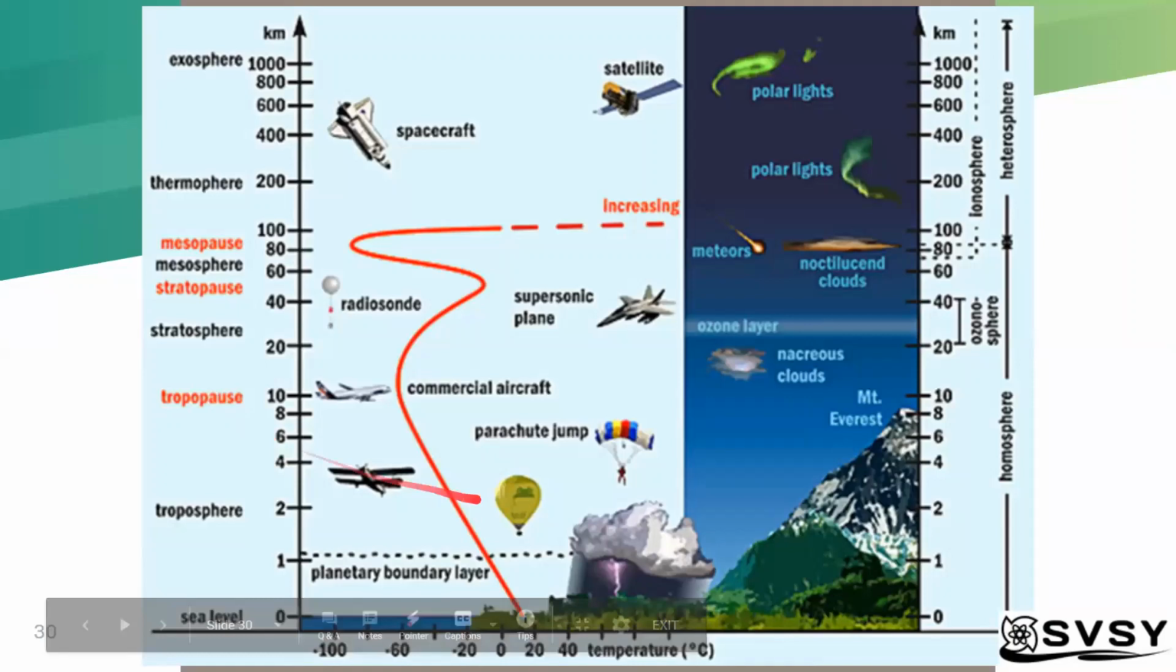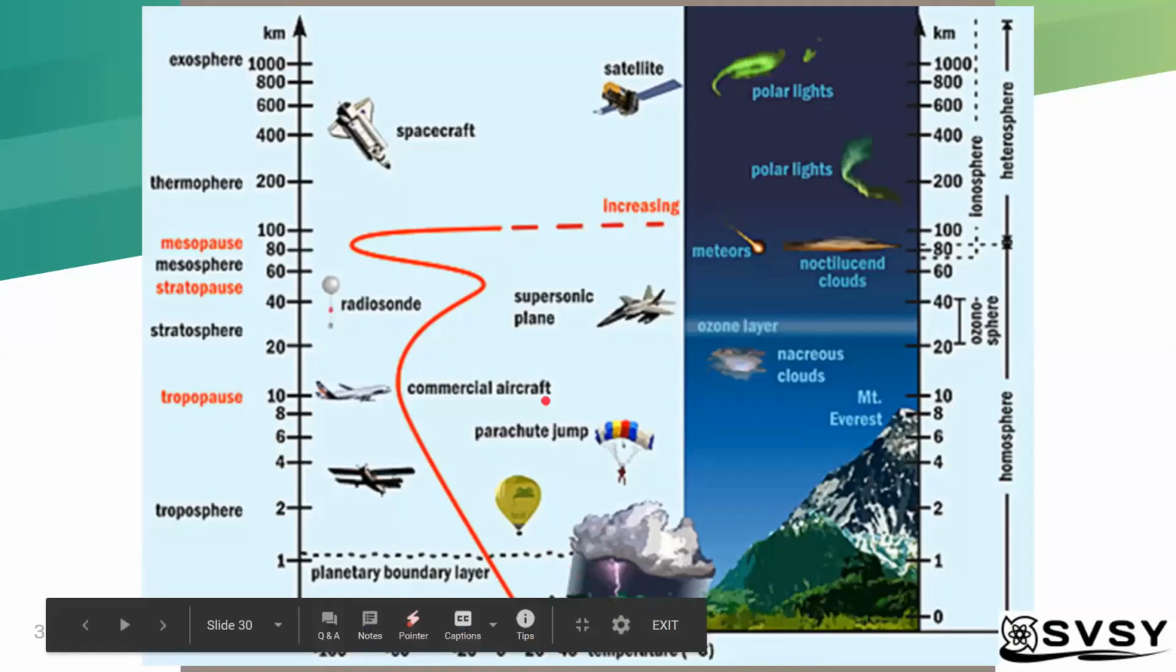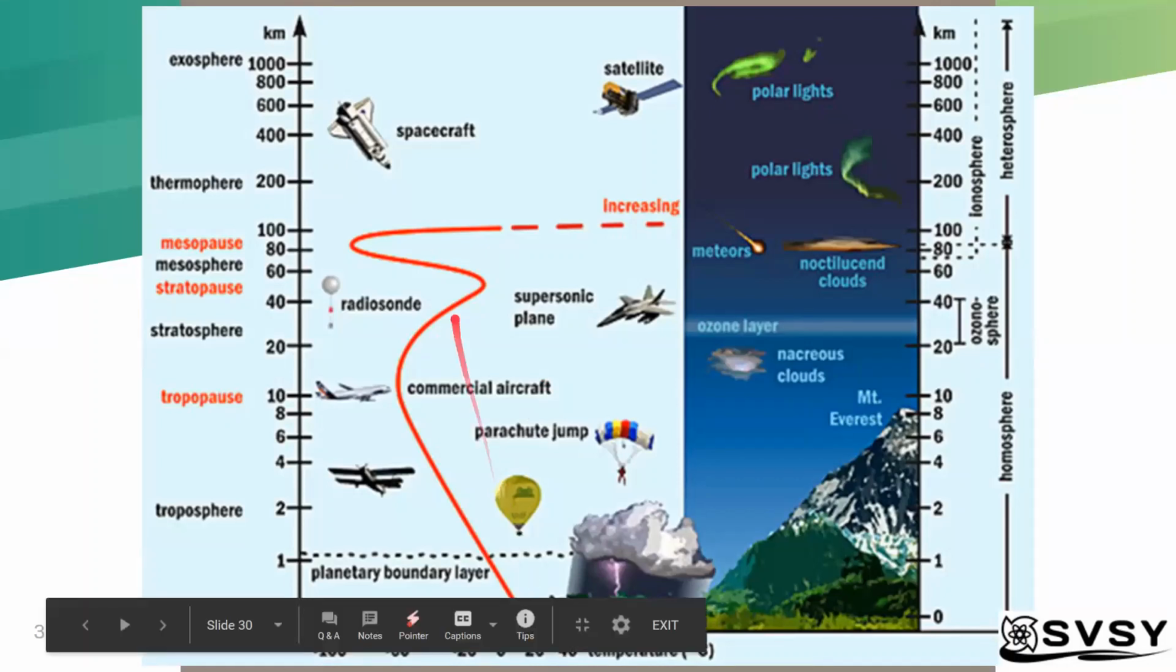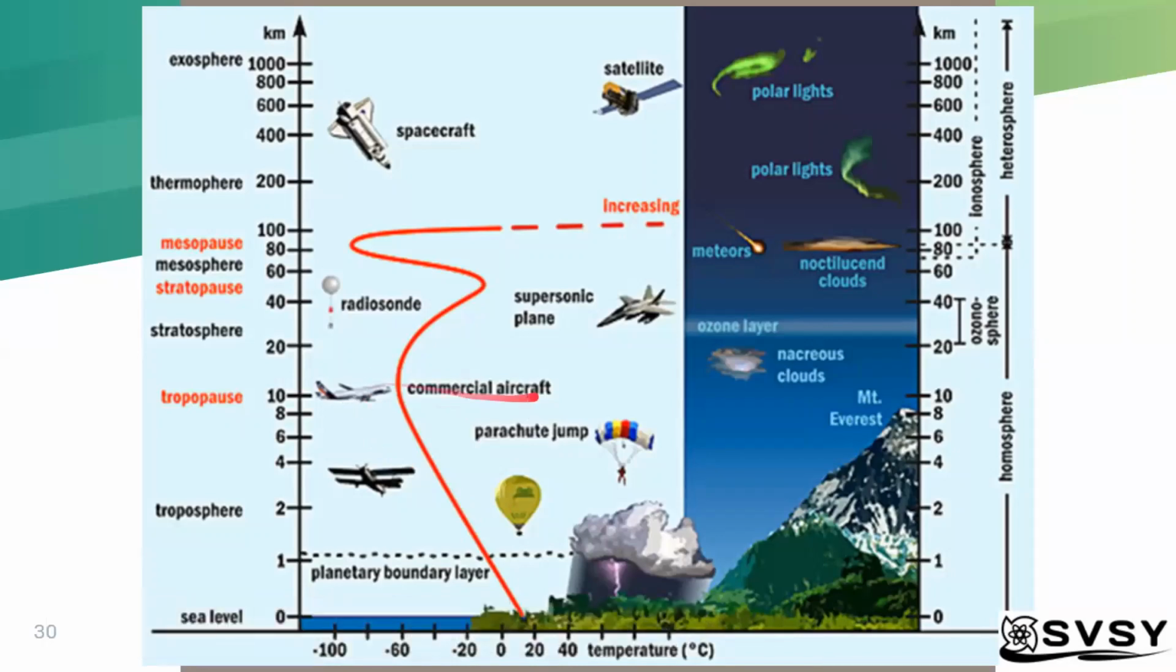In the troposphere, the temperature decreases as altitude increases. This is pretty intuitive, I'd say. If you're in a plane, for example, going up, and the plane has temperature readings, you can actually see the temperature decrease as you go up, and that's pretty cool. And so commercial aircraft stay around this level.